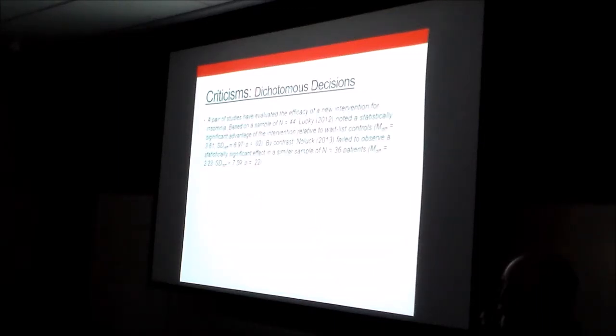Okay. Other criticisms, this idea of dichotomous decisions, right? We're making yes-no decisions based on some largely arbitrary cut point, right? Stole this from a book by Geoff Cumming. Pair of students evaluating efficacy of a new intervention for insomnia based on a sample of 44. Lucky, 2012, identified a statistically significant advantage of the intervention relative to wait list. By contrast, No Luck failed to observe a statistically significant effect in a similar sample.